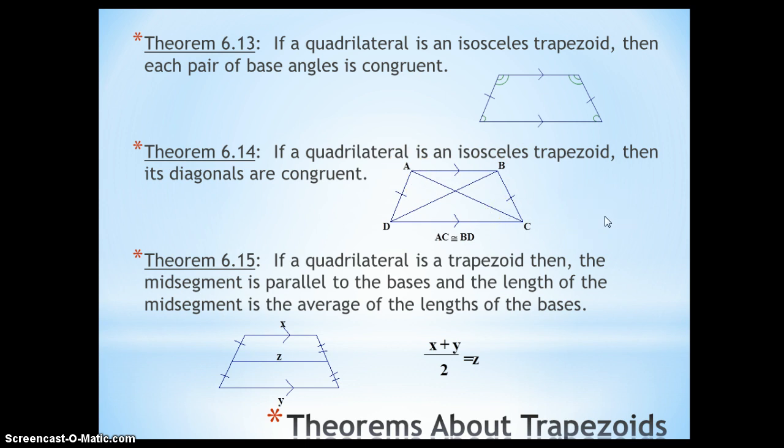And finally, theorem 6.15 says if a quadrilateral is a trapezoid, then the midsegment is parallel to the bases, and the length of the midsegment is the average of the lengths of the bases. There's a lot of information, so let's pull that apart. If we have a midsegment, which is Z, it is going to be parallel to both X and Y. It's also going to be the average of X and Y. So X plus Y divided by 2, which is how we find the average, is going to be equal to Z.